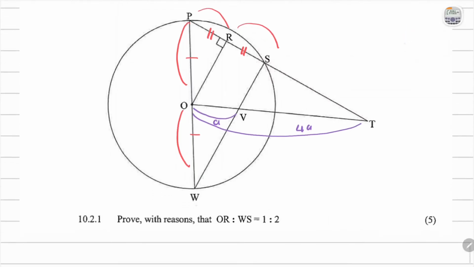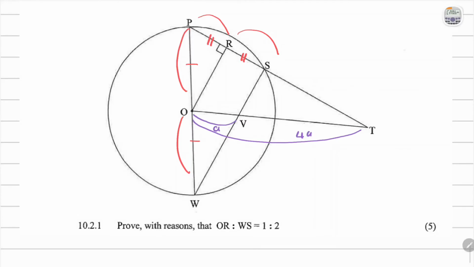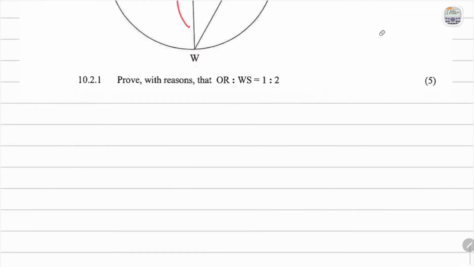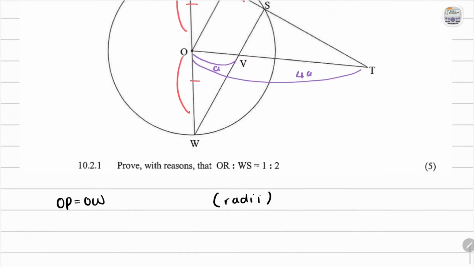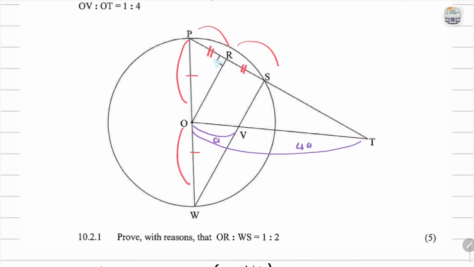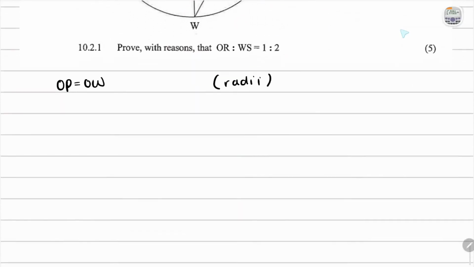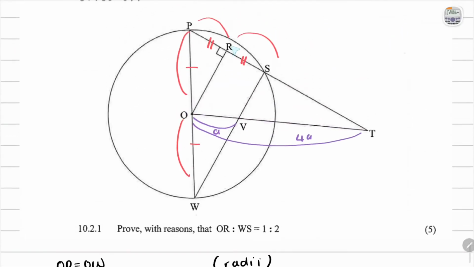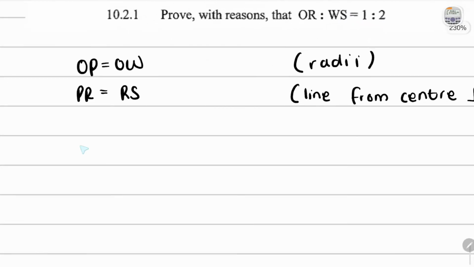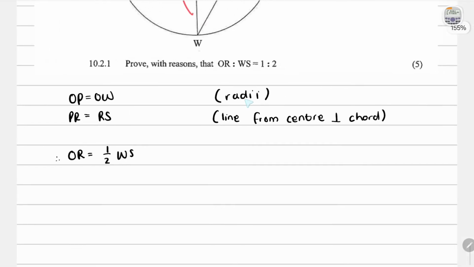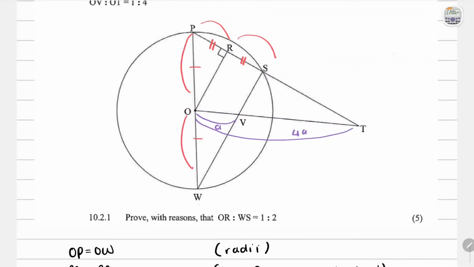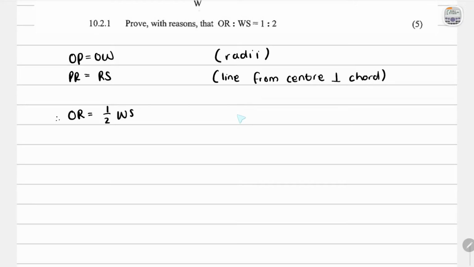Okay, so we just have to write down everything. So let's say that OP and OW are equal, and the reason for them being equal is that they are equal radii. And then these two are equal because of the line drawn from the center of the circle perpendicular to the chord. So therefore, OR is half the size of WS. So we will say OR is equal to half the size of WS. And the reason for this is the midpoint theorem. So we have to state that.